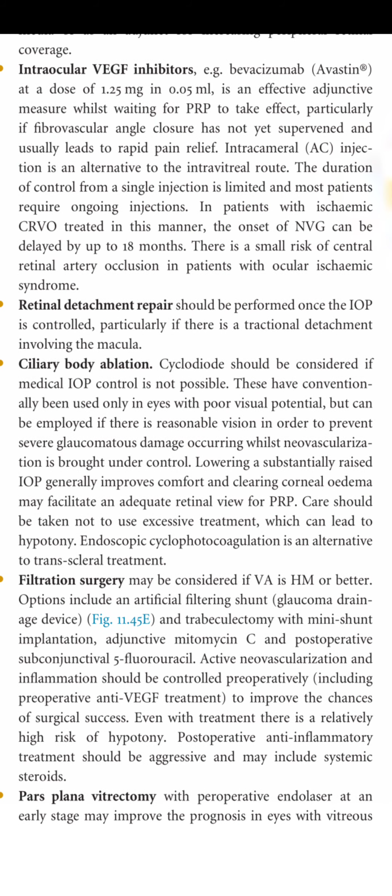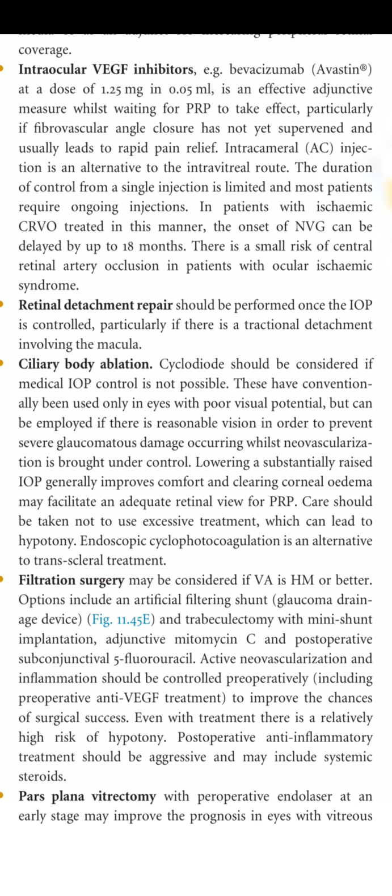Filtration surgery may be considered if visual acuity is hand movement or better. Options include artificial filtering shunts, glaucoma drainage devices, and trabeculectomy with mini shunt implantation, and adjunctive mitomycin C, and post-operative subconjunctival 5-fluorouracil. Active neovascularization and inflammation should be controlled preoperatively, including preoperative anti-VEGF treatment to improve the chances of surgical success. Even with treatment, there is a relatively high risk of hypotony. Post-operative anti-inflammatory treatment should be aggressive and may include systemic steroid.